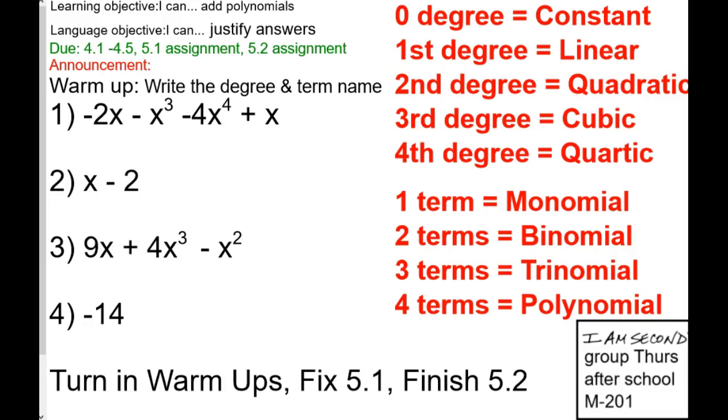So, just like yesterday, except we added two new things, the 0 degree and the 4 terms or more polynomial. So first one, what's the highest degree number you see here? 4th degree, which you call a quartic. Kind of like quarter, but quartic. Comma. And how many terms do you see there? 1, 2, 3, 4 terms. So yeah, 4 terms or more is a polynomial.